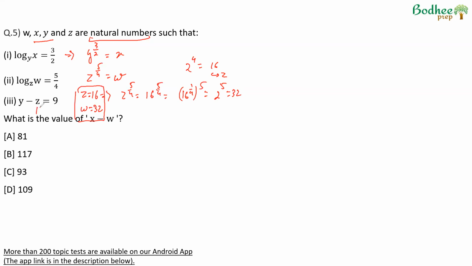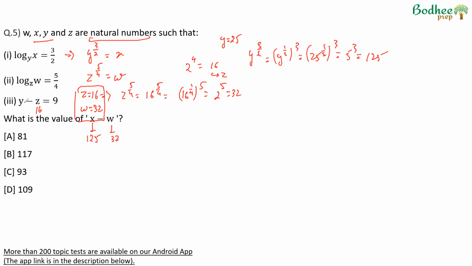Now, if z is 16, y has to be 25. If y is 25, 16 plus 9, y raised to power 3 by 2 will be equal to y raised to power 1 by 2 cube, which is 25 to the 1 by 2 cube, which is 5 cube, which is 125. And therefore, these two numbers satisfy the given conditions.